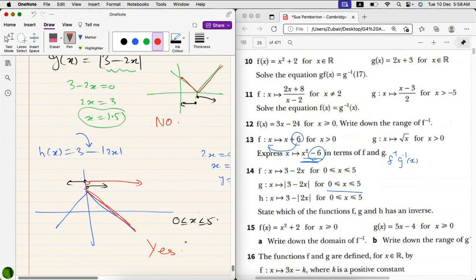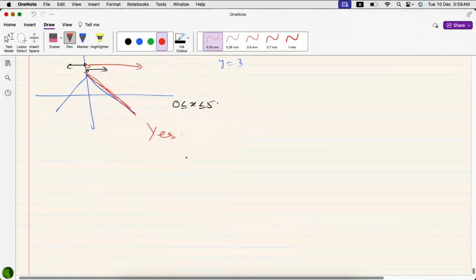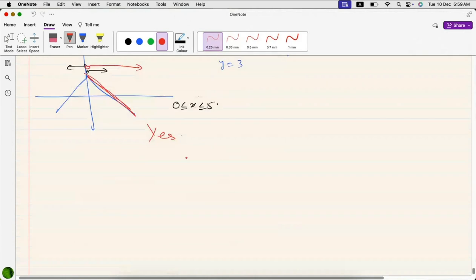Any confusion in these three? So the first one has an inverse because it's a straight line, and the second one doesn't have an inverse because the turning point is within the domain, so we can't go outside of it. And the third one has an inverse, because we discarded what is on the other side of the turning point.